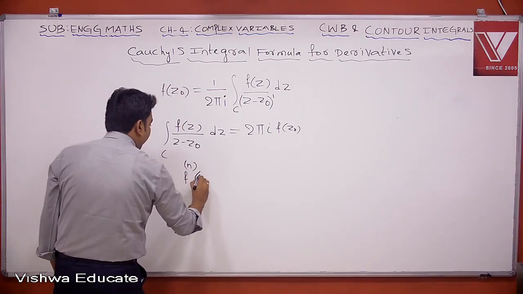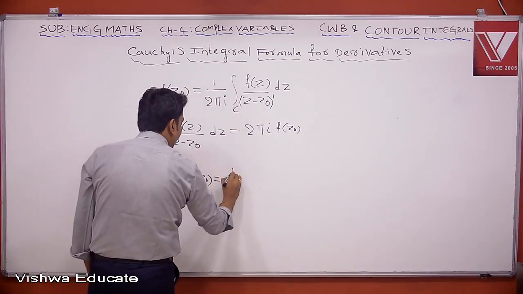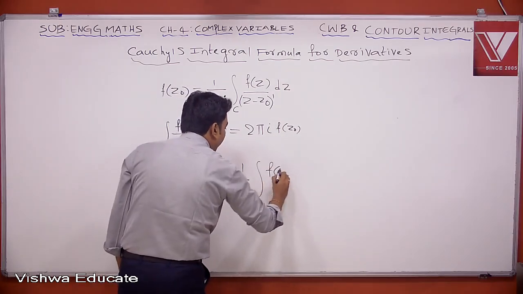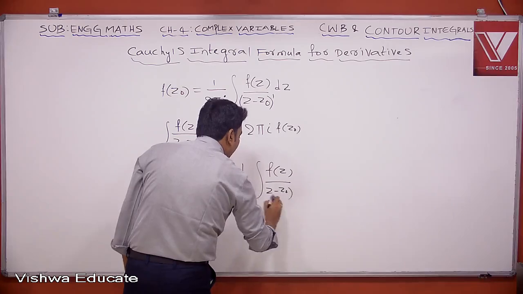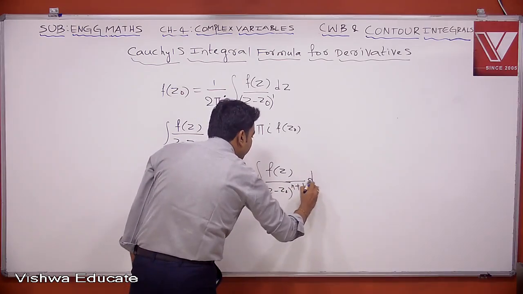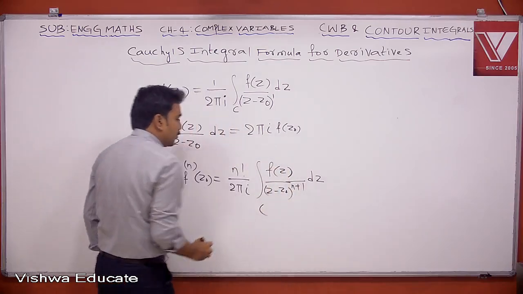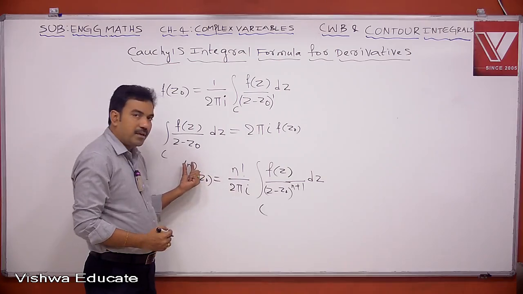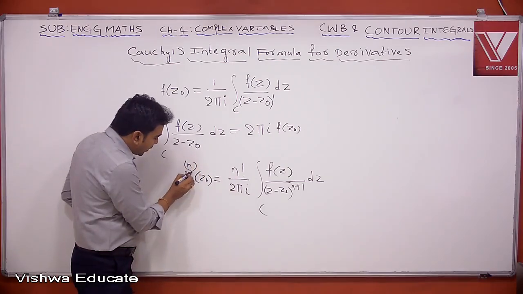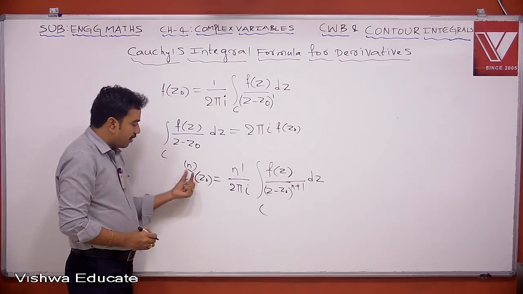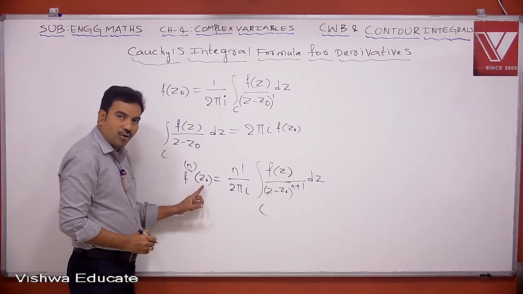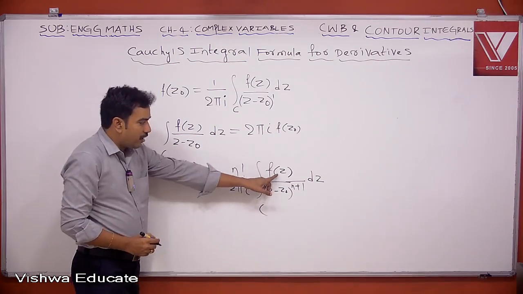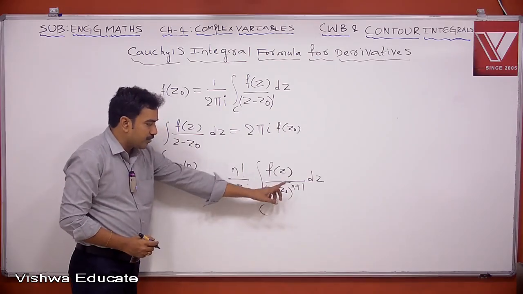Nth derivative of f at z naught equal to n factorial divided by 2 pi I into integral f of z by z minus z naught whole power n plus 1 dz over the contour C. So this is my formula. If I have power n plus 1, this becomes n factorial, this will be nth derivative. See, here n is written in the parenthesis. It represents we are finding nth order derivative of f at z naught is given by n factorial by 2 pi I into integral f of z by z minus z naught whole power n plus 1 dz over C.